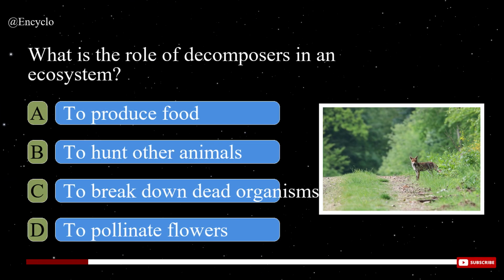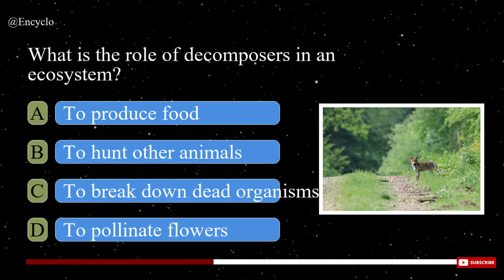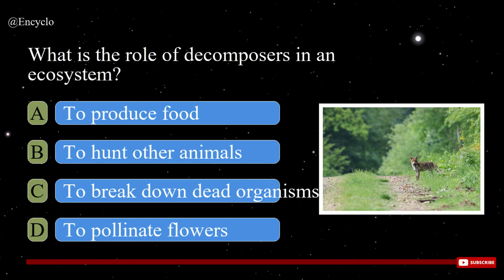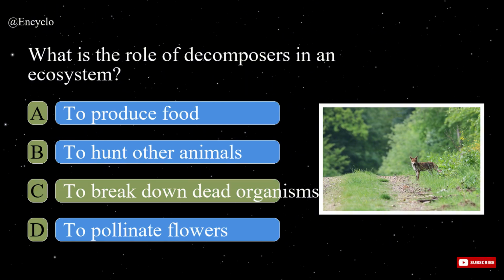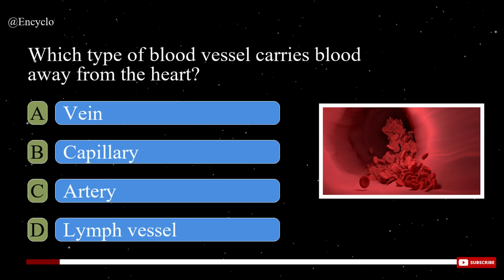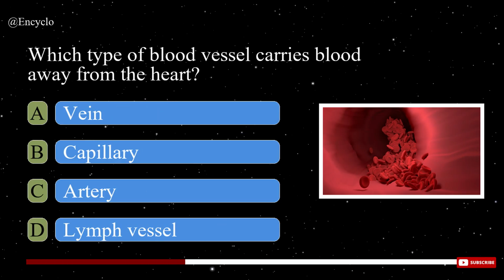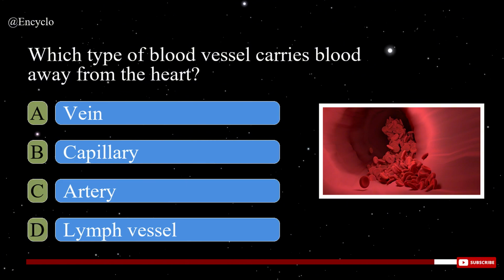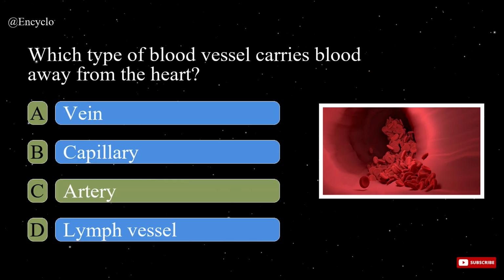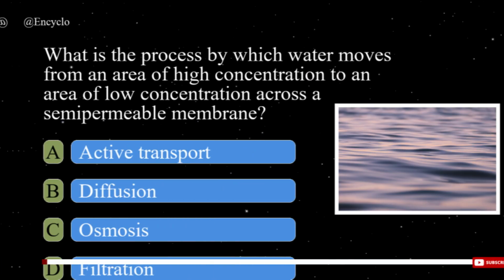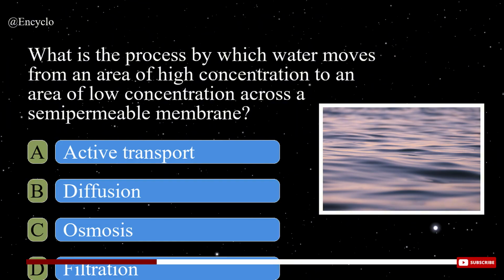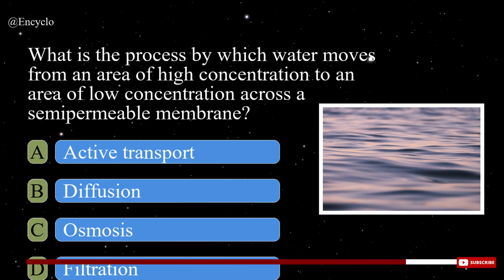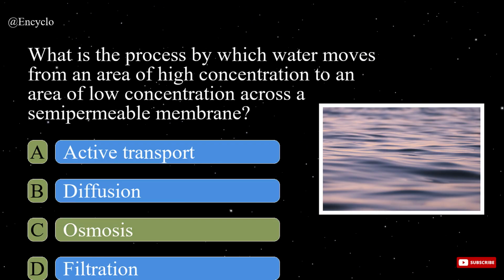What is the role of decomposers in an ecosystem? The answer is to break down dead organisms. Which type of blood vessel carries blood away from the heart? The answer is artery. What is the process by which water moves from an area of high concentration to an area of low concentration across a semi-permeable membrane? The answer is osmosis.